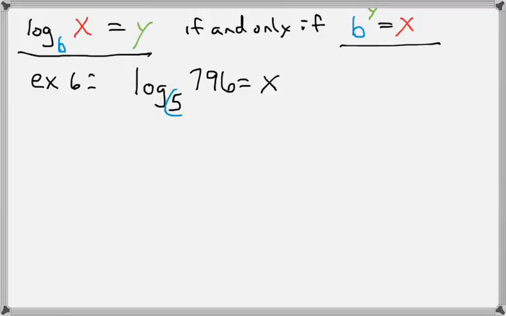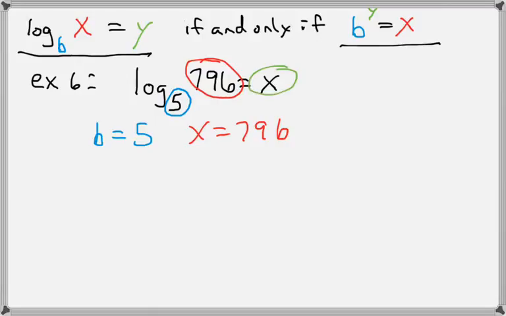Our b would be this guy right here, so b is equal to 5. Our x is right here, so x is equal to 796. And lastly, our y is this guy over here. In this case, he's called x. So we know our three pieces.